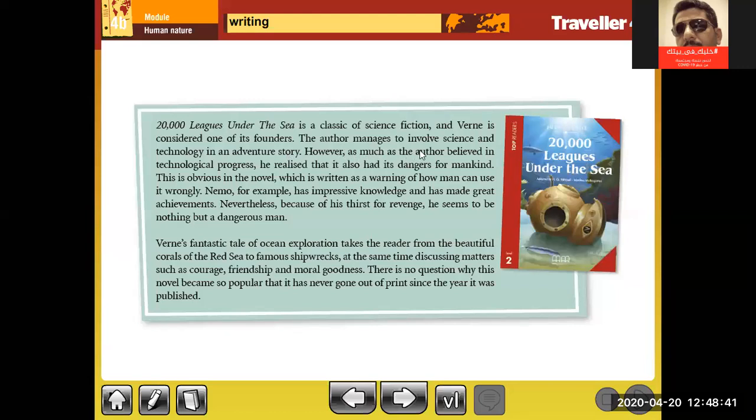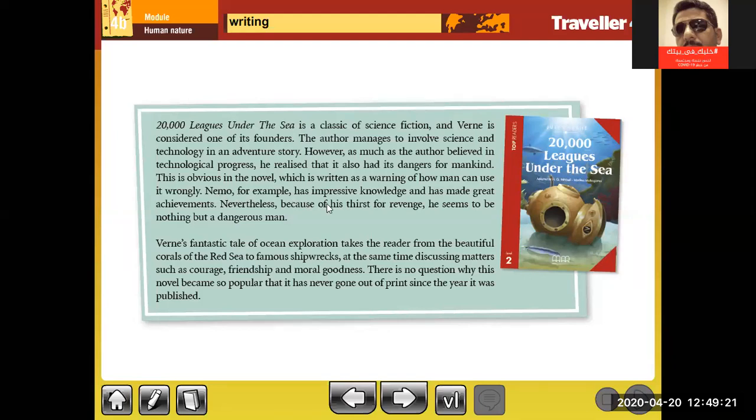However, as much as the author believed in technological progress, developments, تقدم, he realized that he thought that it also had its dangers for mankind. Mankind means humans, البشرية. This is obvious in the novel. Obvious means clear. This is obvious in the novel, which is written as a warning, تحذير, of how man can use it wrongly.